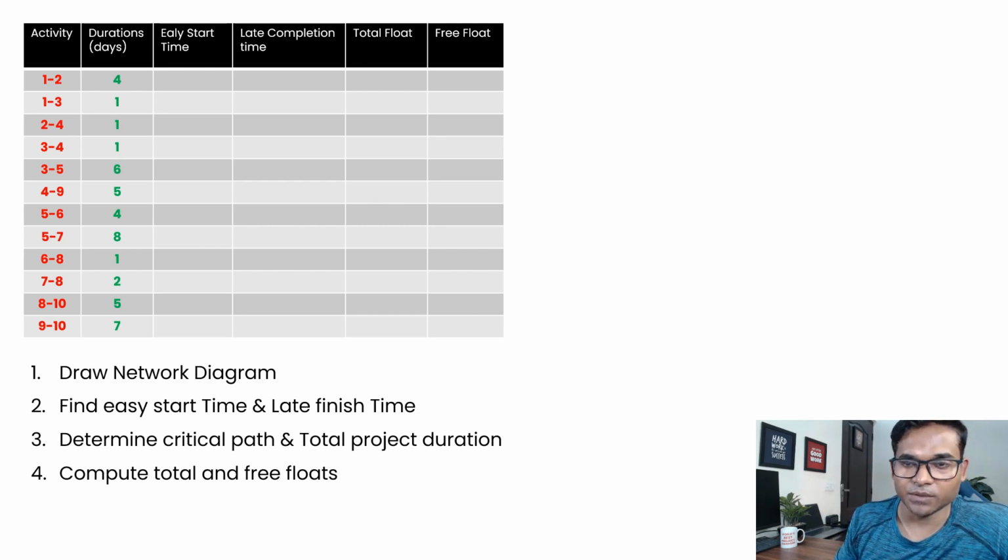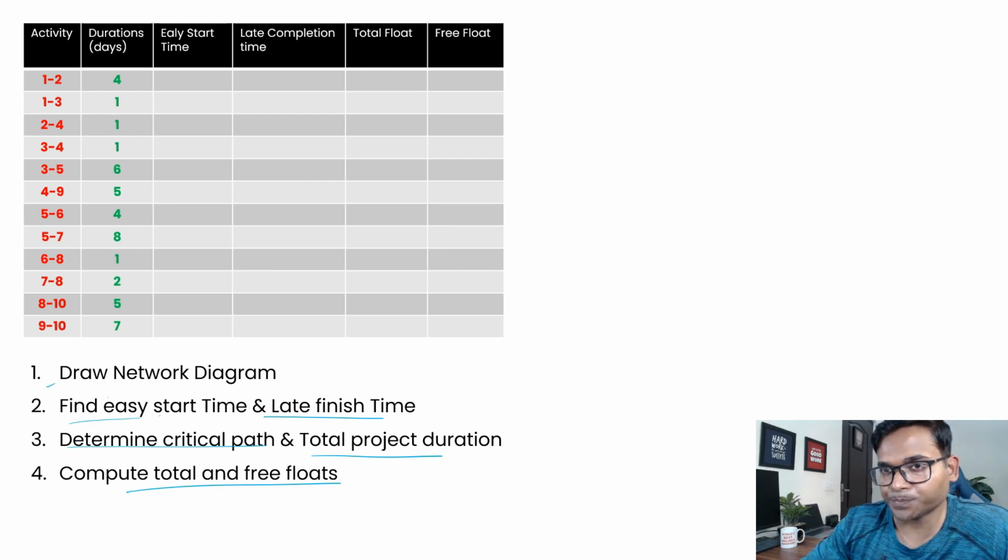And the requirement of the question is the same. First you need to draw the diagram, then you need to find the early start and late finish, and then you need to determine the critical path, total project duration, and then total and free floats, right? So in this type of question, you need to follow the same method. And before drawing the network itself, you need to first understand the information.